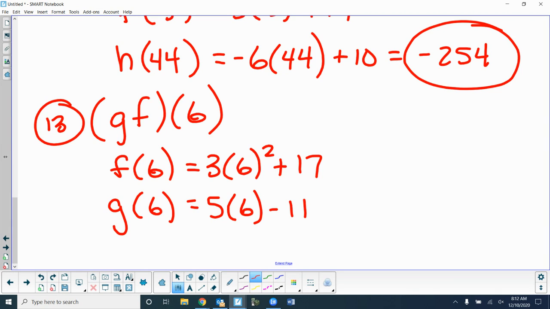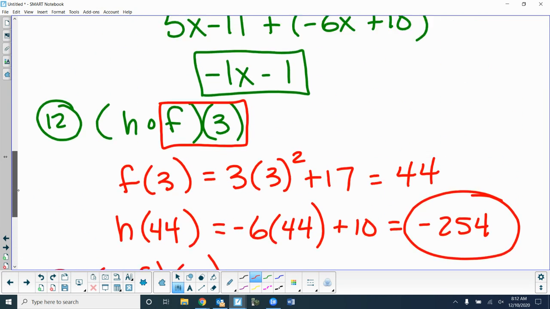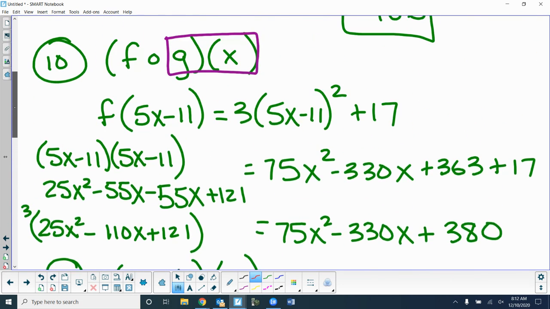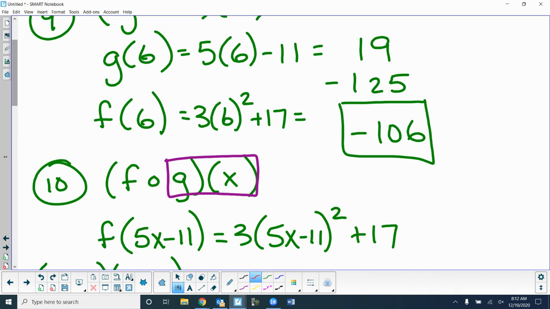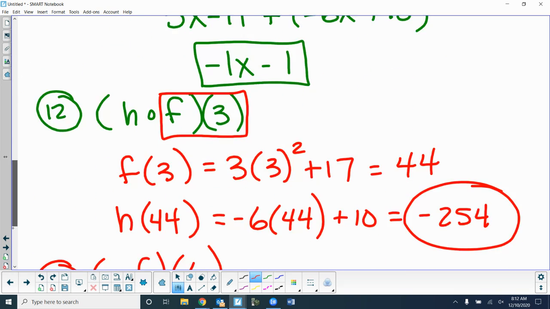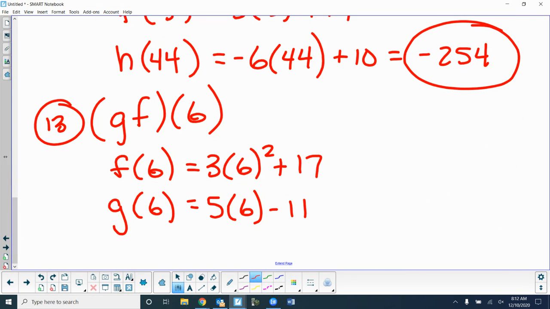All right, so 6 squared is 36 times 3 is 108. We did that one already, didn't we? F of 6 somewhere. There it is. F of 6 was the 125, right? So again, that was 108 plus 17, 125. And then 30 minus 11, we did that one already too, I think. 19. And then again, it's multiplication, so I have to multiply those. And that comes out to 2,375.